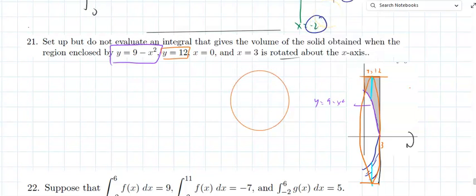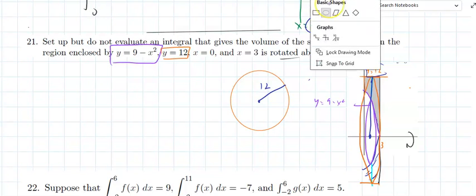The radius of the washer, this point is right there. This distance is top minus bottom. That's simply 12. And the hollow part happened to be right there. That's the part that's empty.